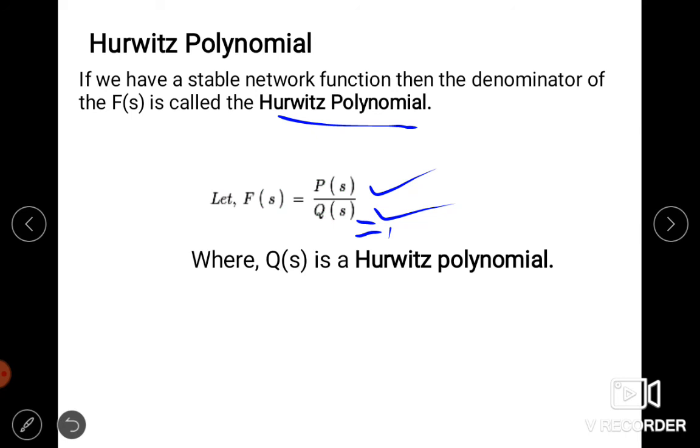If I take some examples, it would be more clear to you. In the next class we are going to discuss some numerical problems to find out the solutions, and then it would be more clear to all of you.